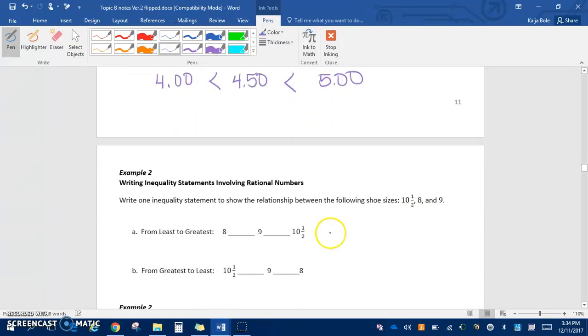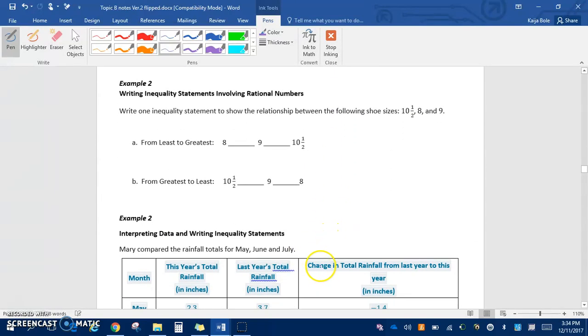You can go ahead and flip over onto the next page. This example says to write one inequality statement to show the relationship between the following shoe sizes, 10.5, 8, and 9. From least to greatest, we know that 8 is less than 9, and 9 is less than 10.5. If we go from greatest to least, we're going to go with our symbols the opposite direction. 10.5 is bigger than 9, and 9 is greater than 8. Make sure you have those symbols down.